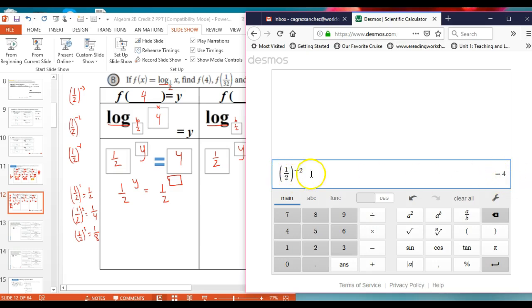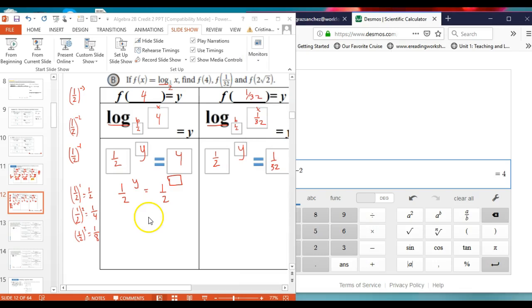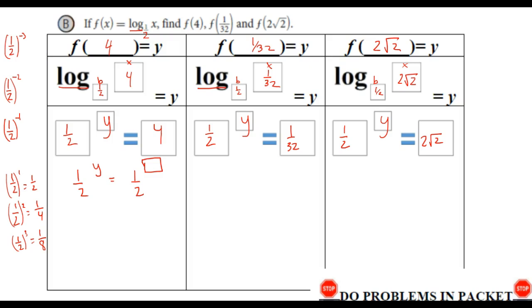So that would be 1/2 to the negative 2 power. That would equal 1/2 to the y power. So that would be 1/2 to the negative 2. That means that y is equal to negative 2. Yay. All right, let's continue on.